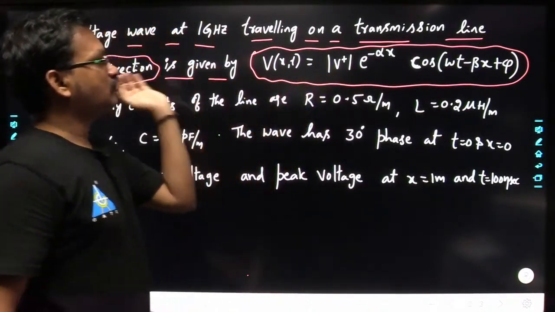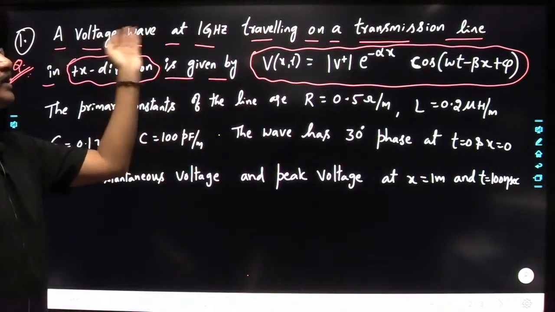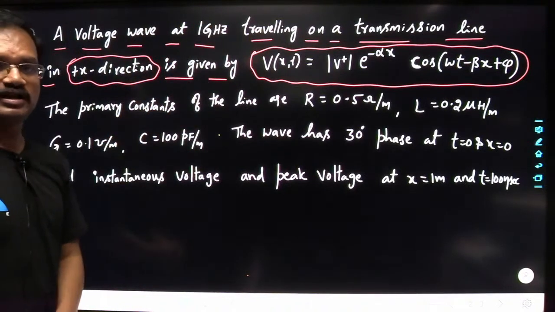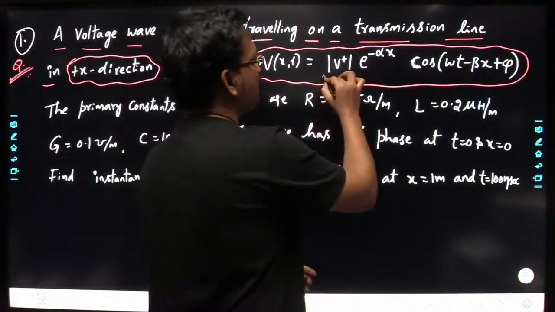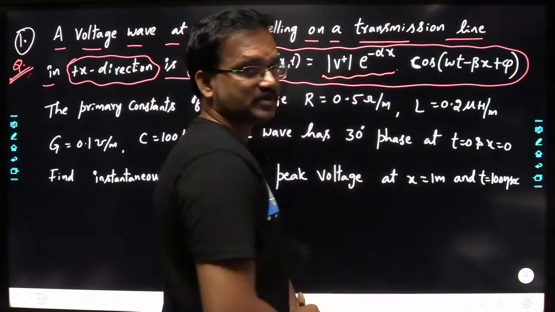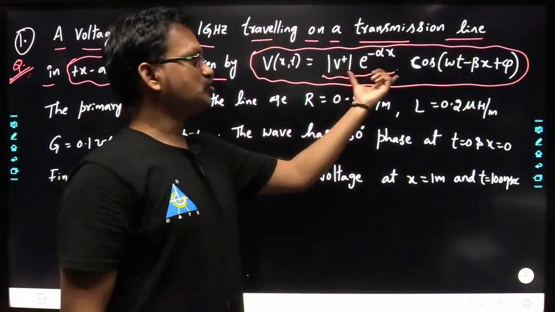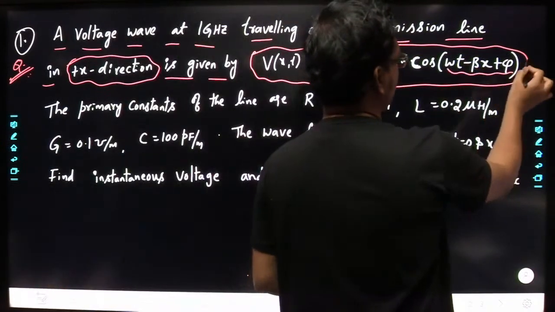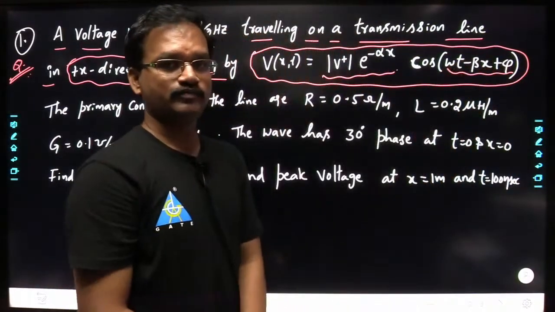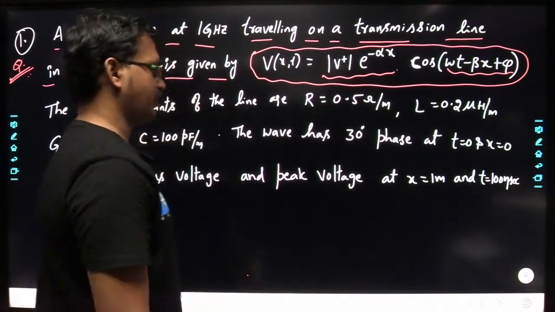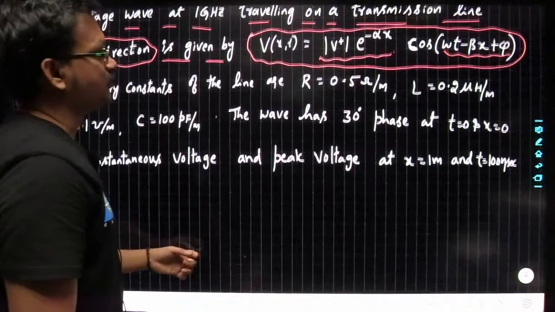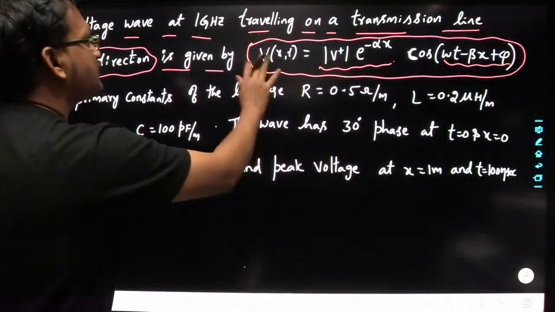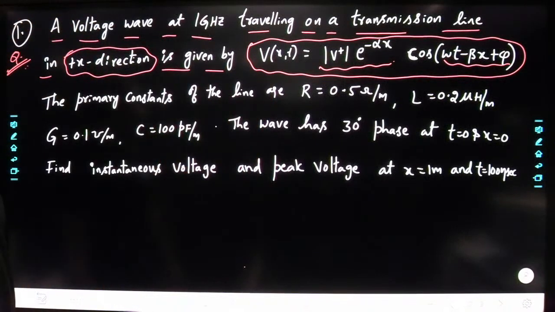They have given the voltage wave that is traveling on the transmission line. So V plus into e power minus alpha x represents the amplitude of the wave, and this represents the phase of the wave. Understood? So this is the voltage wave they have given on the transmission line.